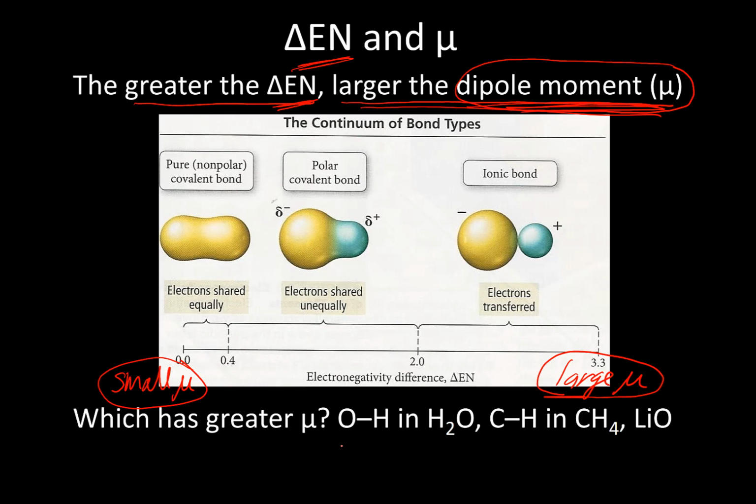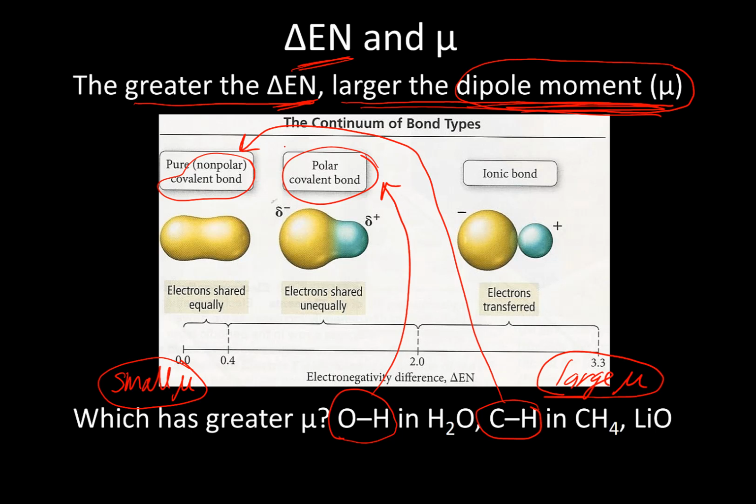So going back to what we've already determined, we've determined that the OH bond in the water molecule is a polar covalent bond. We've determined that the CH bond in the methane molecule is non-polar covalent. And we've determined with lithium oxide that you have an ionic bond. So lithium oxide has the greatest charge separation, so it's going to have the greatest dipole moment. Non-polar covalent bonds like methane have the smallest dipole moment, and then water falls somewhere in the middle.